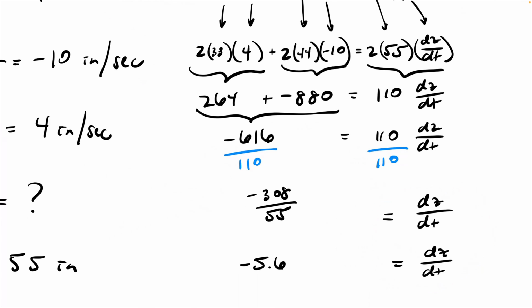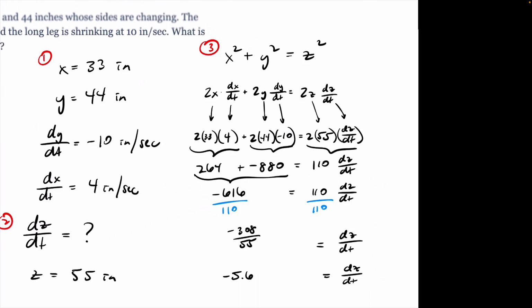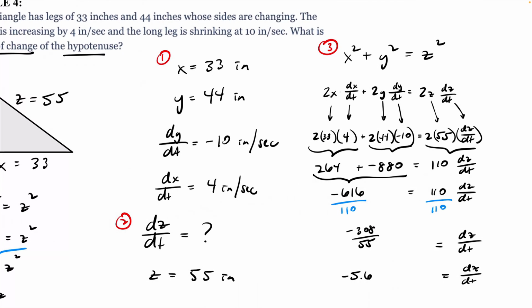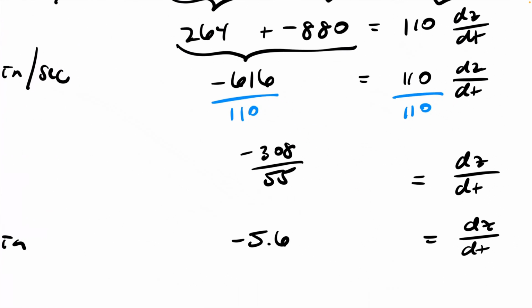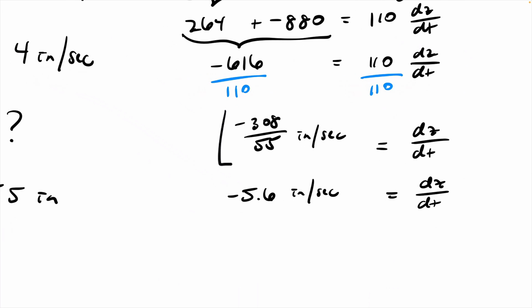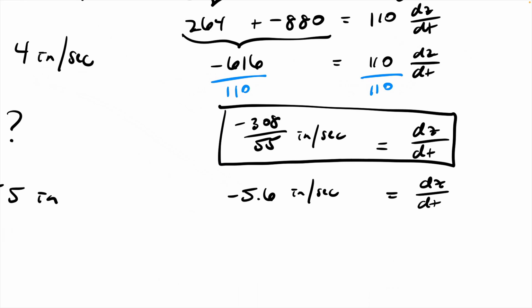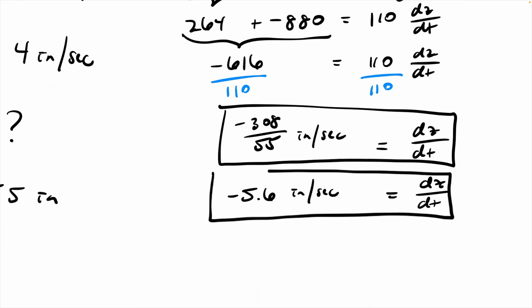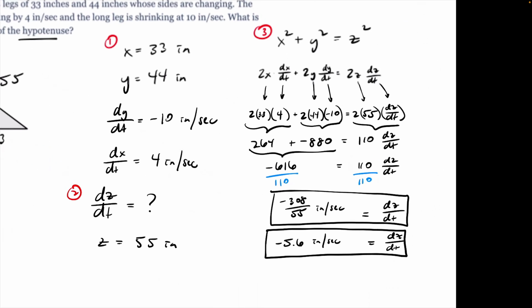Units. Inches, seconds, inches per second. Inches per second, because it's a rate. This is a correct answer. This is a correct answer. Just depends on which one you're using.